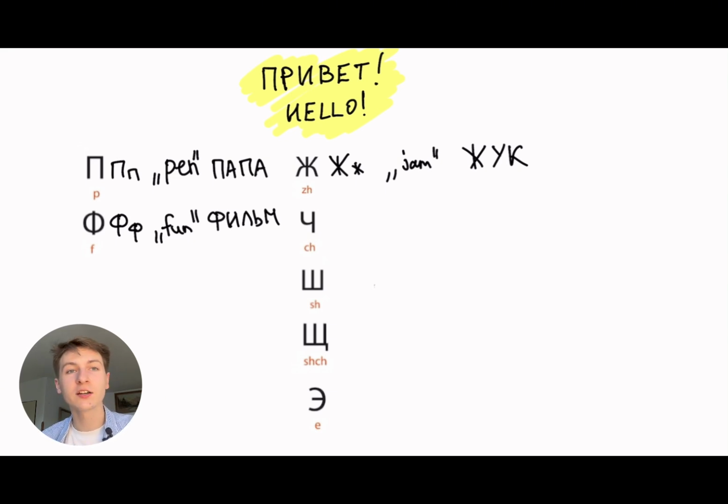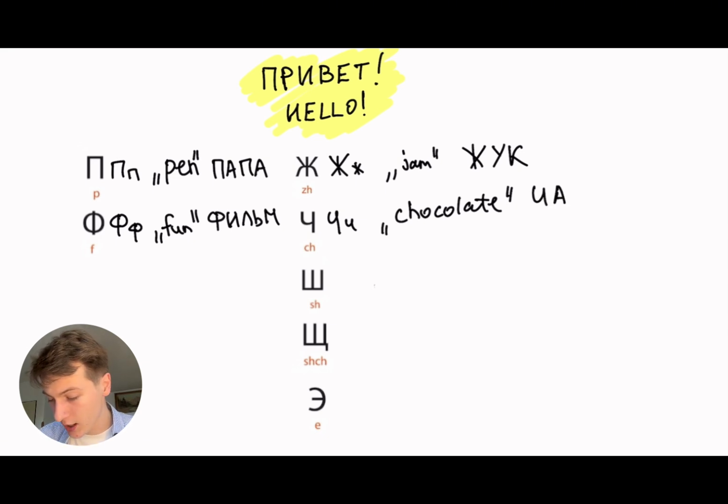Next one is Ч. It sounds like CH in chocolate. And the Russian example of this word will be чай, chai, which means tea.